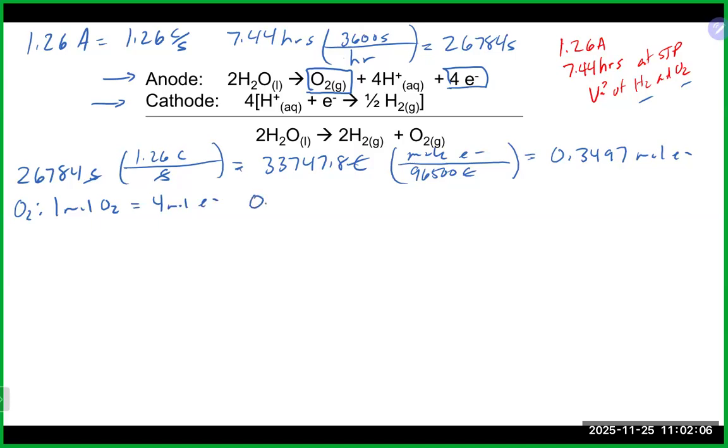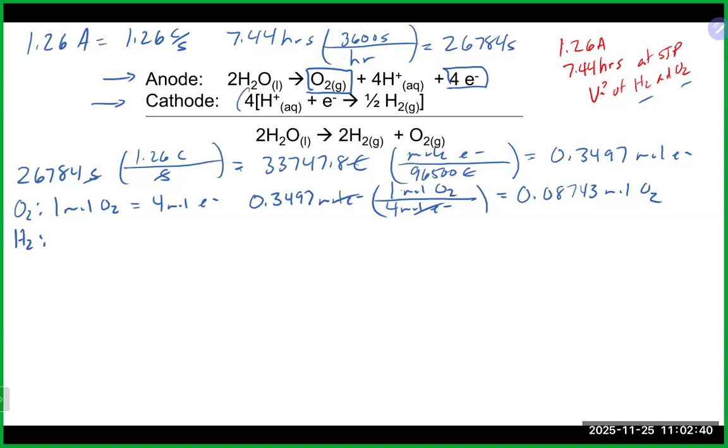So taking our 0.3497 moles of electrons and using that relationship from the balanced half reaction, we have 4 moles of electrons, 1 mole of oxygen. Moles of electrons will cancel. That's going to get us here, divide that by 4, 0.08743 moles of oxygen.